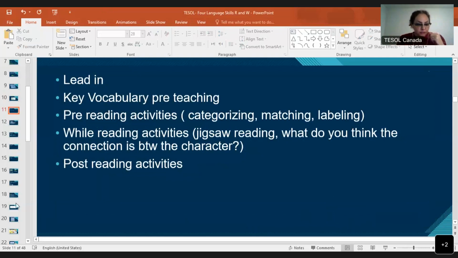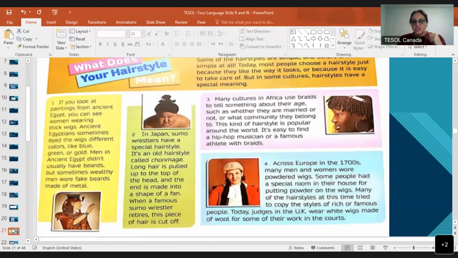There is a method called jigsaw reading. What is jigsaw reading? That's a very useful method for readings that have different paragraphs, and the paragraphs are not connected. Like this one, what is your hairstyle? Paragraph 1 is about hairstyle in Egypt, the second in Japan, the third in Africa, and the fourth in Europe, England. So they're all about hairstyle, but the paragraphs are separated.